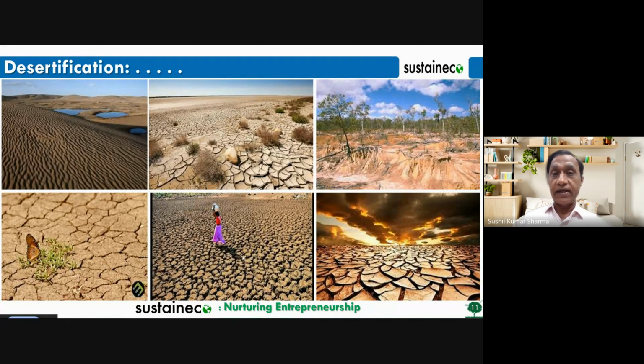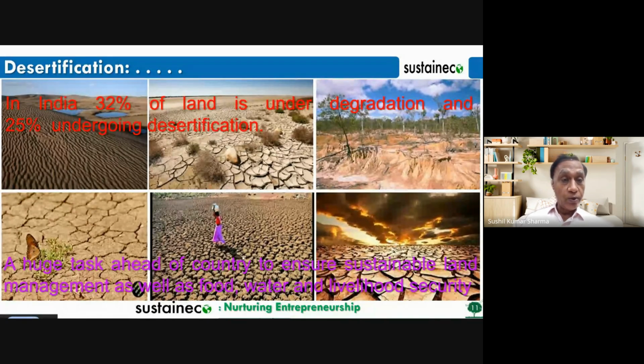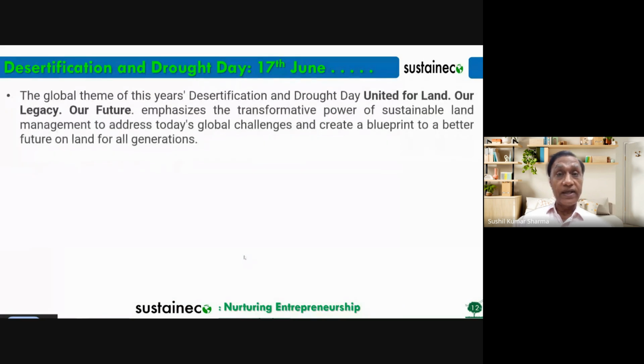These are desertification real life scenarios from our country, showing how badly desertification is increasing and affecting the quality of soil, and in fact various parts of our country are experiencing such scenarios increasingly. In India, 32% of land is under degradation and 25% is undergoing desertification. So it is a serious issue. A huge task ahead of our country is to ensure sustainable land management as well as food, water, and livelihood security. So we are endangered and the situation is grave.